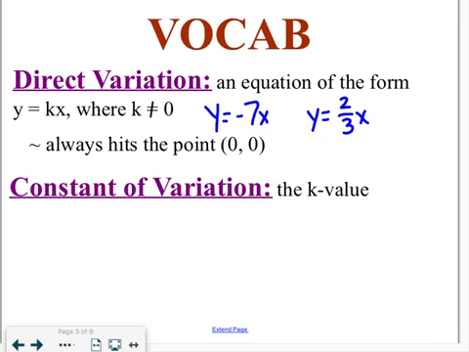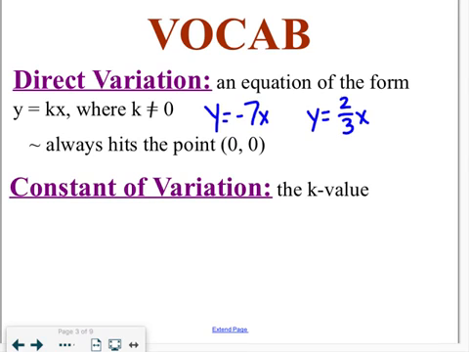It will always go through the point 0, 0. If you look at the two examples that I gave up there, negative 7 times 0 is equal to 0, 2/3 times 0 is equal to 0. Any number times 0 is equal to 0, so that is why it is always going through the point 0, 0.